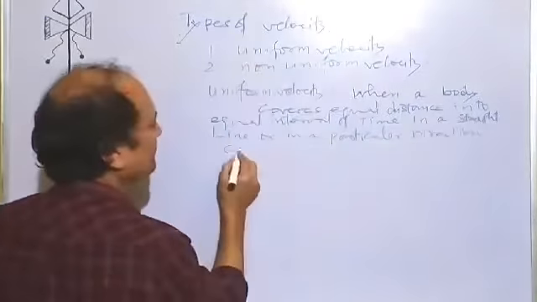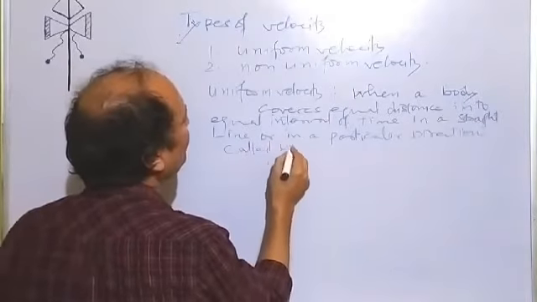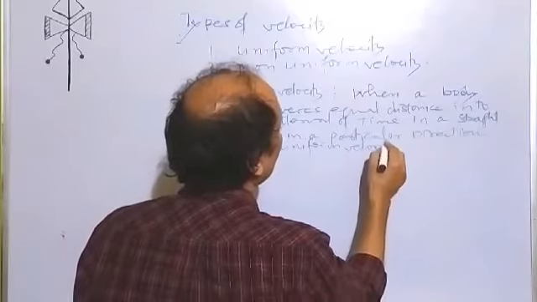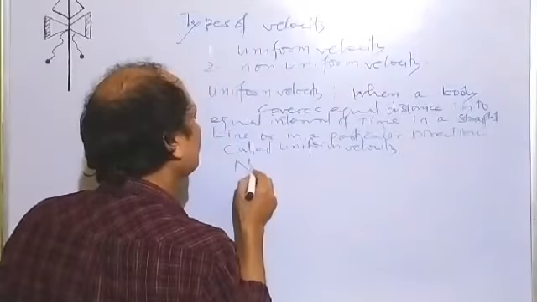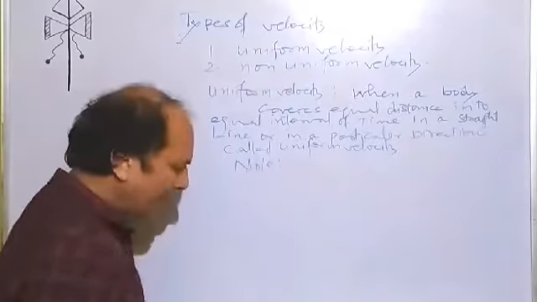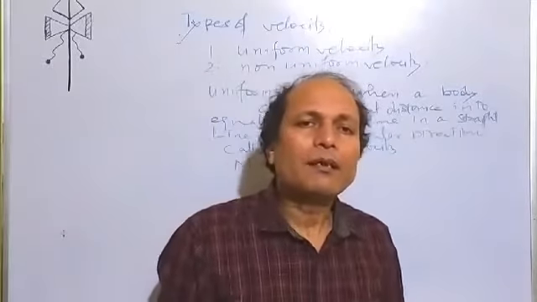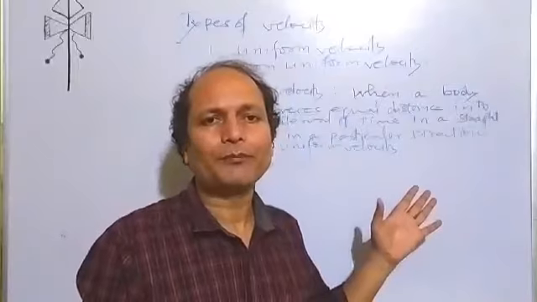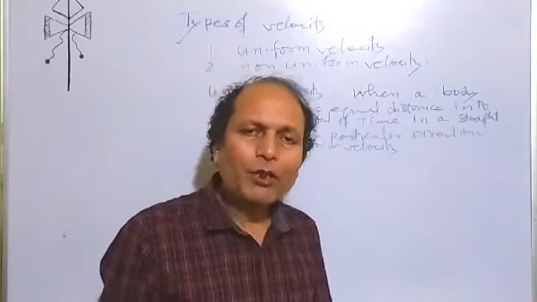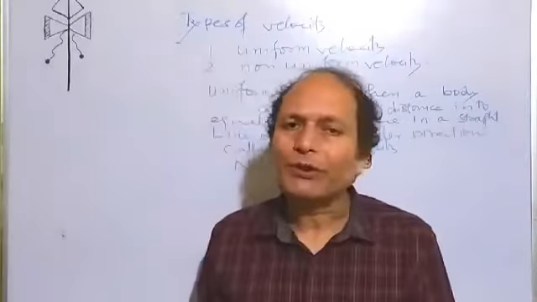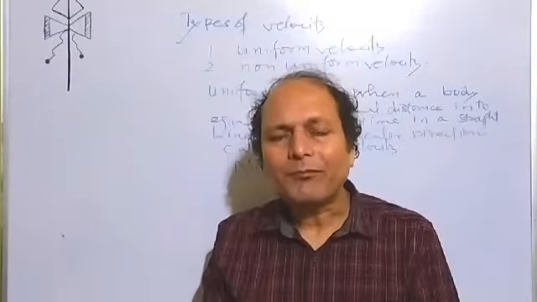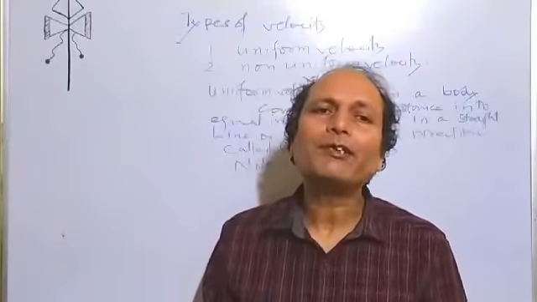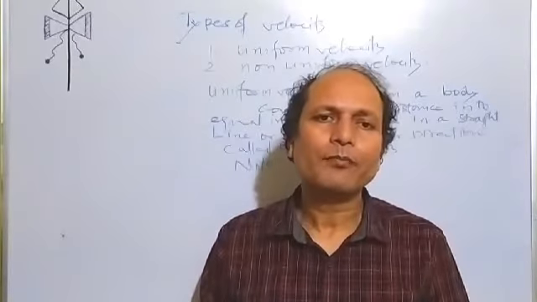Direction called uniform velocity. Note that previously I told you about speed, that uniform speed is not possible, so uniform velocity is also not possible. Because when we start our motion, it is not possible that with the same velocity we can travel from our reference point to the station point.